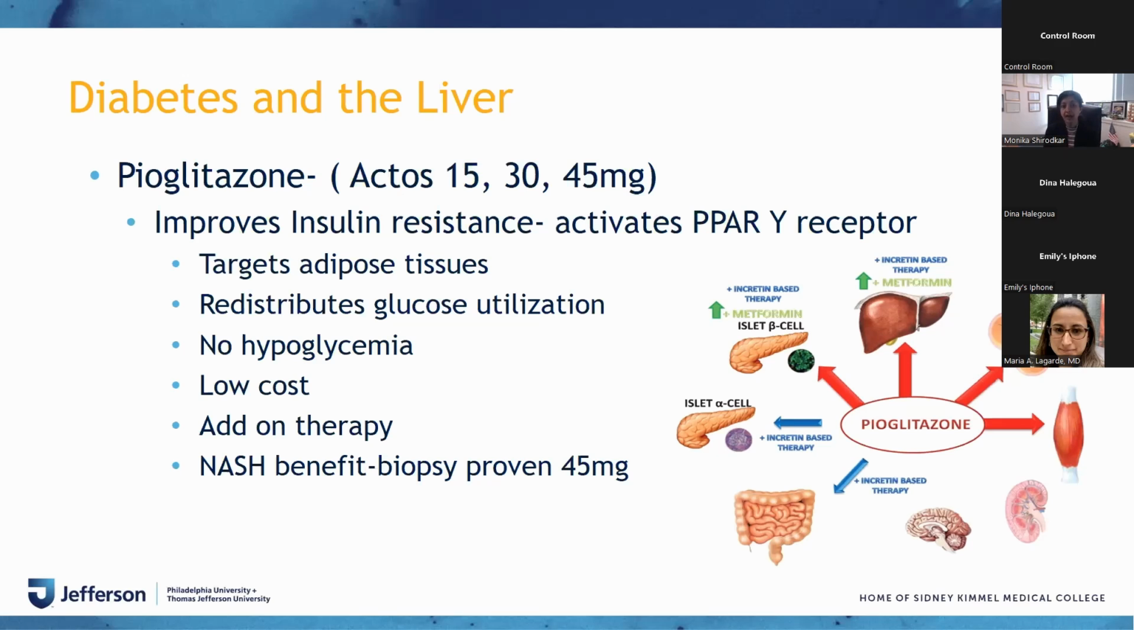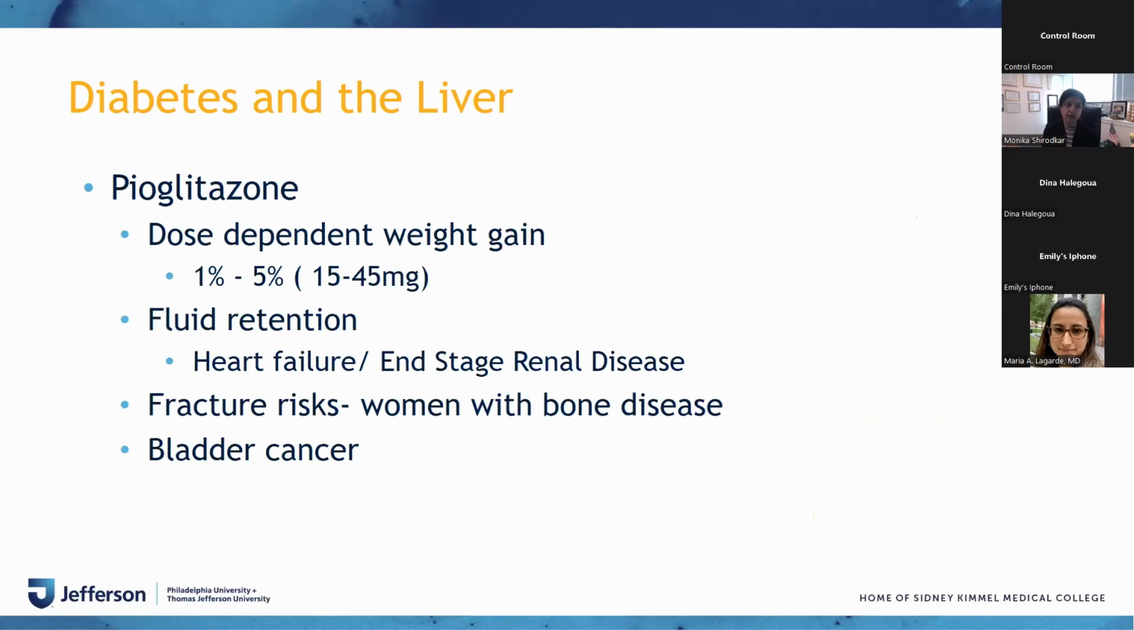And as I mentioned, it has biopsy proven benefits for NASH at a higher dose, but experts will tell you you could probably use the lower doses, which we tend to do. We rarely use the highest doses, and you'll still have some benefit at the lower doses. So why does it get such a bad rap and it's not commonly used? A lot of it has to do with weight gain, and you will get some fluid retention with Actos, not as much at the lower dose.